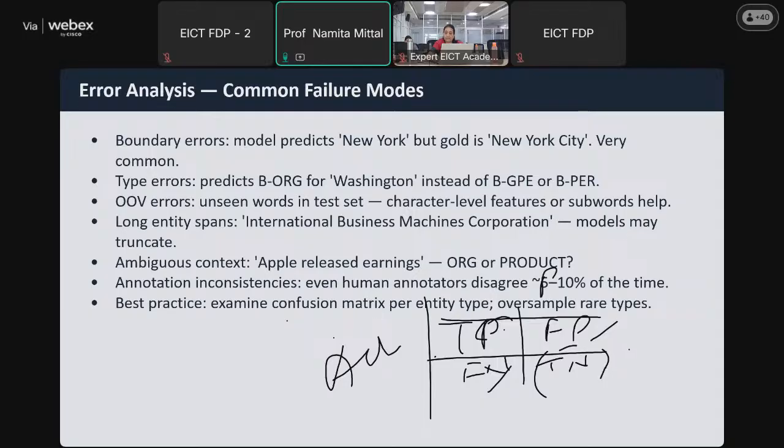And oversample rare types means, because these tags are in the millions, we need to oversample. We need to pick the entities that are rarely appearing, so that they are not missed out for testing. I hope it's clear.